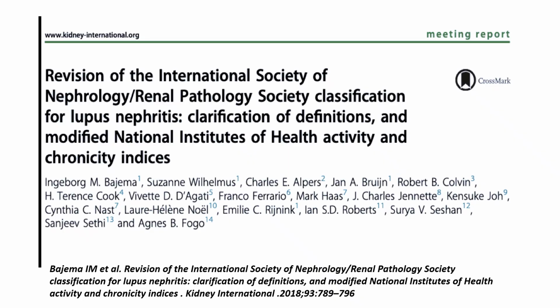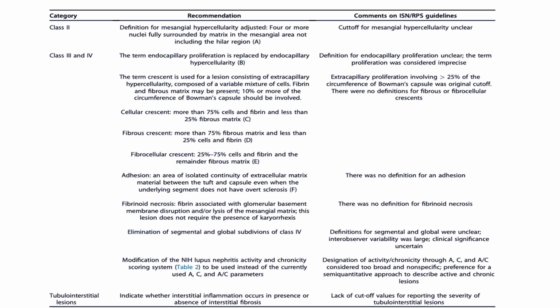So this is one article on the revision of the International Society of Nephrology classification for lupus nephritis. So, clarification of the definitions. For class 2, the definition of mesangial hypercellularity is adjusted: four or more nuclei fully surrounded by matrix in the mesangial area, not including the hilar region. For class 3 and class 4, the term endocapillary proliferation is replaced by endocapillary hypercellularity.